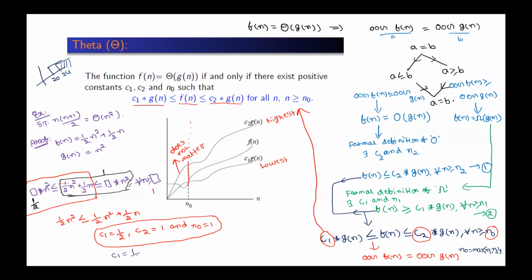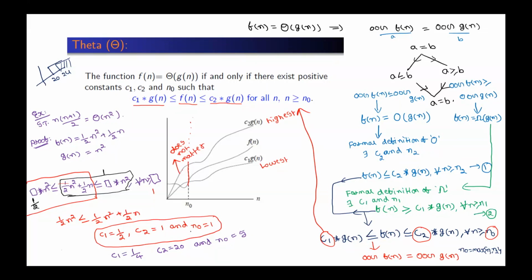C1, if I take 1 by 4, whether it becomes wrong. No, sir. C2, if I take 2, it becomes wrong. Anything more than this, it will do, no. Yes, sir. And n naught, anything 2, 5. Okay, thank you. Is that correct?